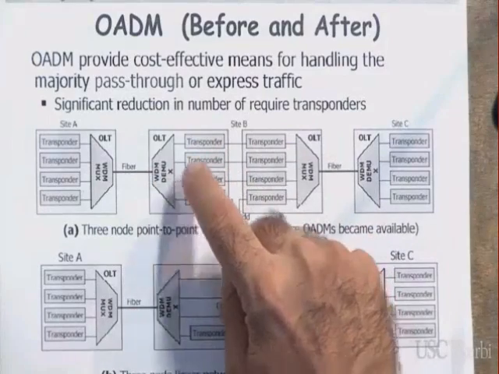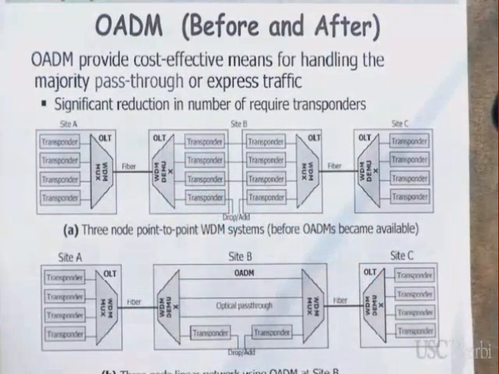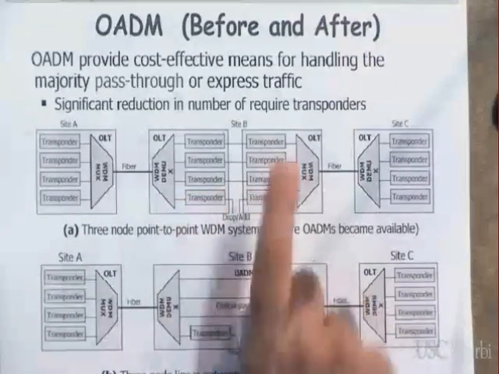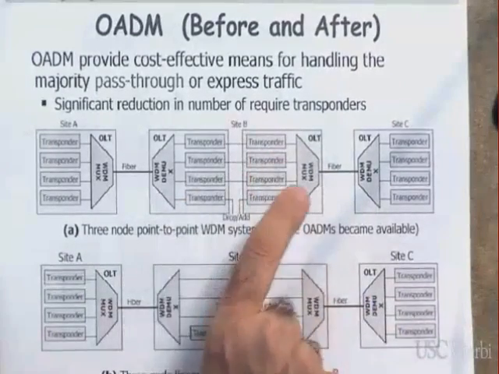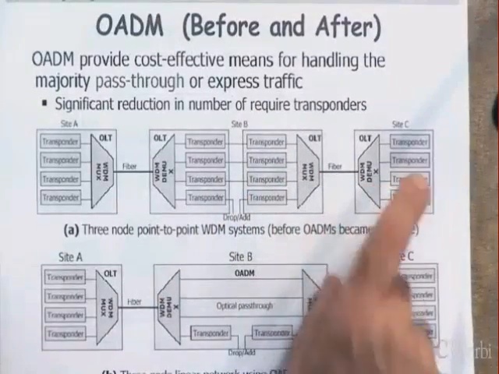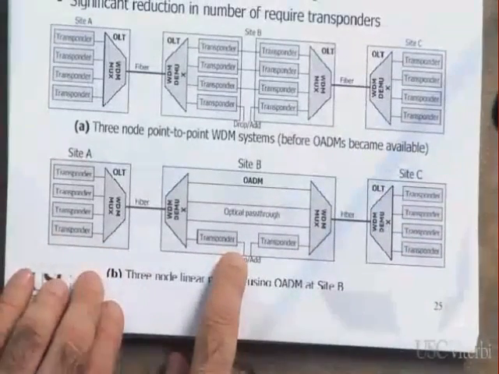Are you following me or not? Demultiplex all of them. Go through the re-amplifying, reshaping, and retiming. Drop some, add some, and then multiplex again. And then send it to this side. Did you get this or not? Yes or no? I want you to see this now. Look at what happened here.